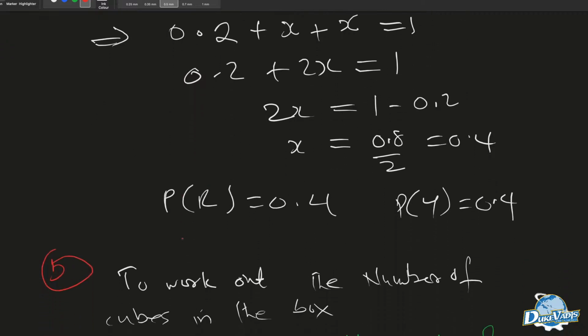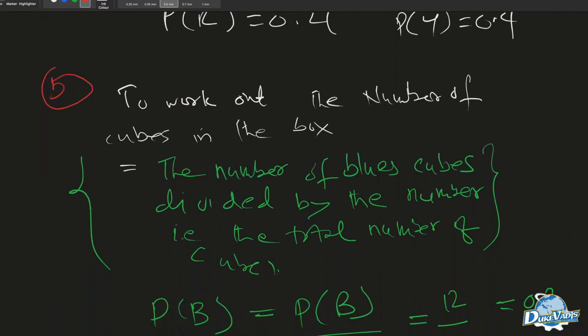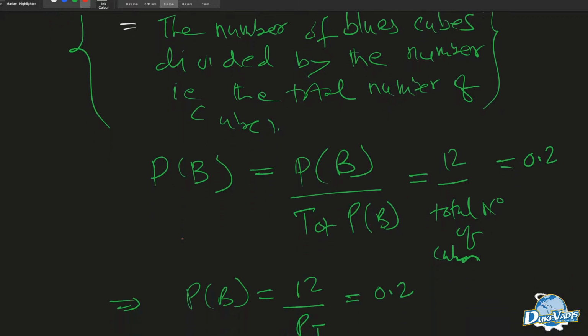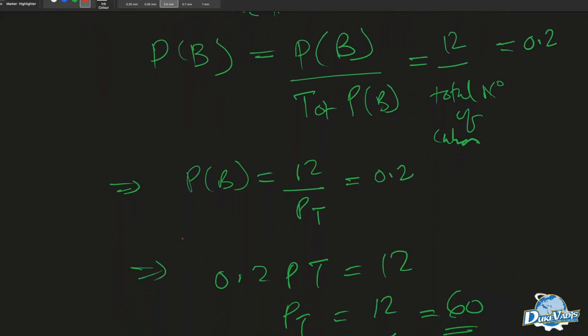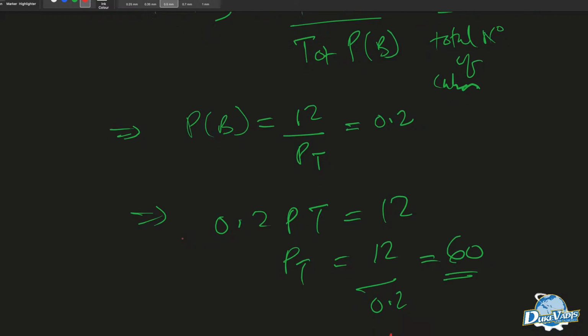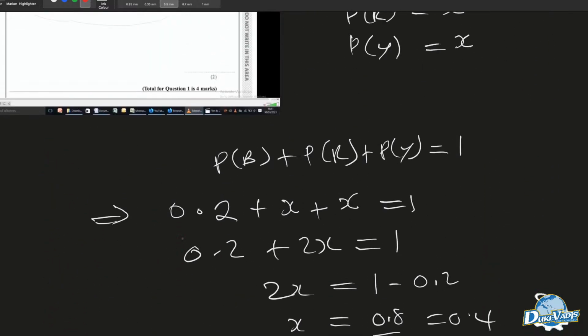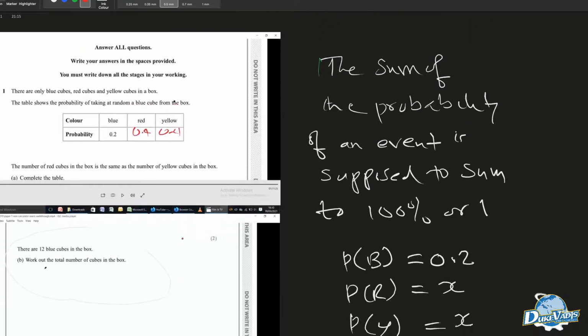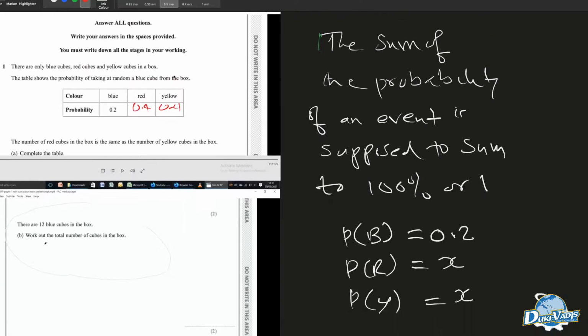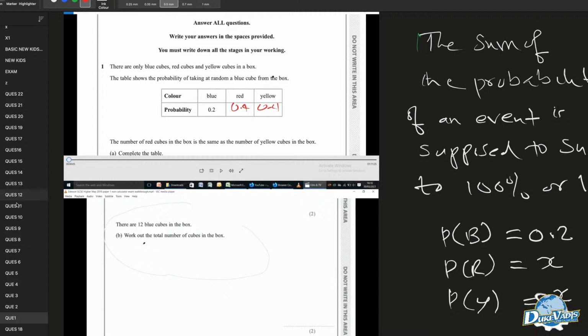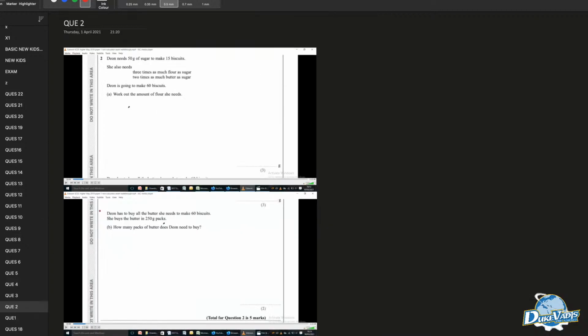That is where we finished with the first question. So we are able to calculate the probability, and this gives you 2 marks in the first part as well. So let's tackle the second question.